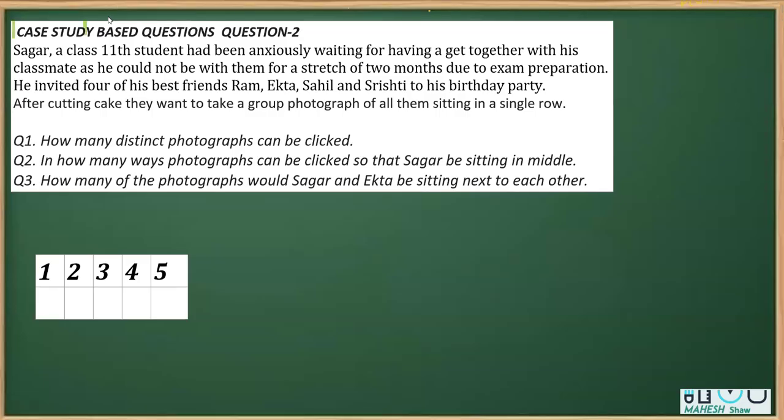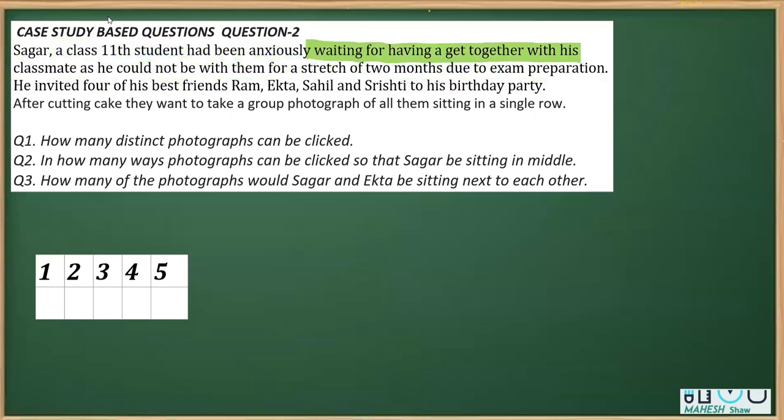In this case study question from the chapter Permutation, we are given that Sagar, a class 11 student, who has been anxiously waiting for a get-together with his classmates, as he could not be with them for a stretch of 2 months due to examination preparation, invited four friends, Ram, Ekta, Sahil, Srishti, on his birthday party.